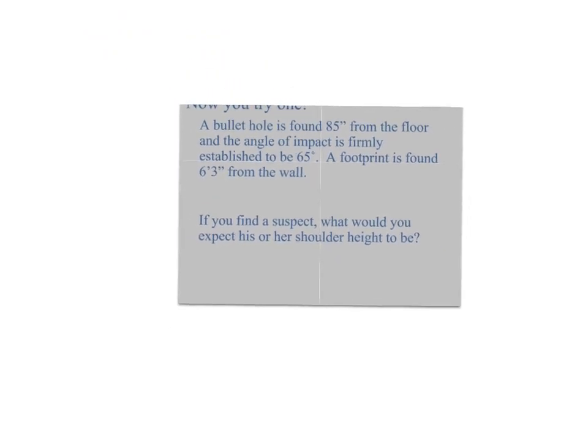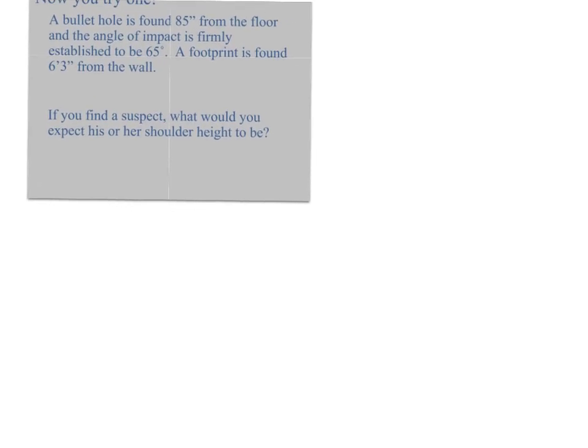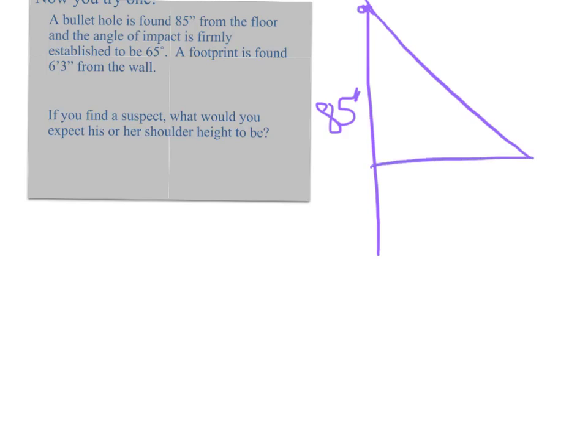Okay, so I'm going to get this out of the way a little bit, make it a little smaller, so that I have some room to work. And we're going to start by drawing a picture, because that is the best thing to do to visualize and make sure you know what's going on here. So we have a bullet hole that's found 85 inches from the floor. So my bullet hole is up here, and that is a distance of 85 inches. The angle of impact is firmly established to be 65 degrees.